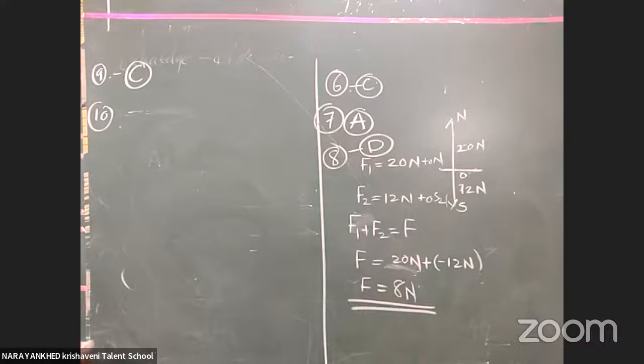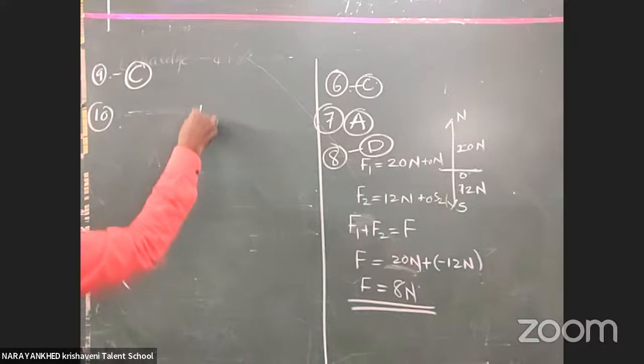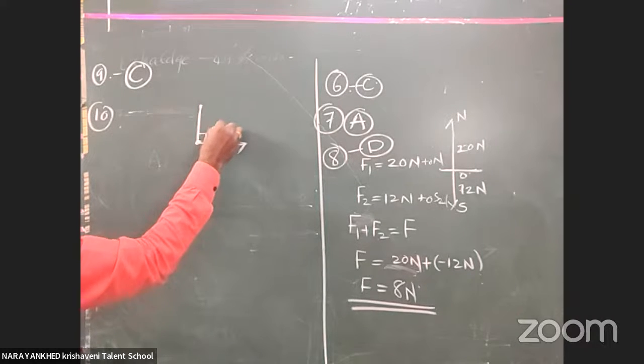What is the resultant of two vectors having a magnitude of 4 meters per second and 3 meters per second at an angle of 90 degrees? Okay, now there are two vectors. They are orthogonal vectors, like this. The angle is 90 degrees.